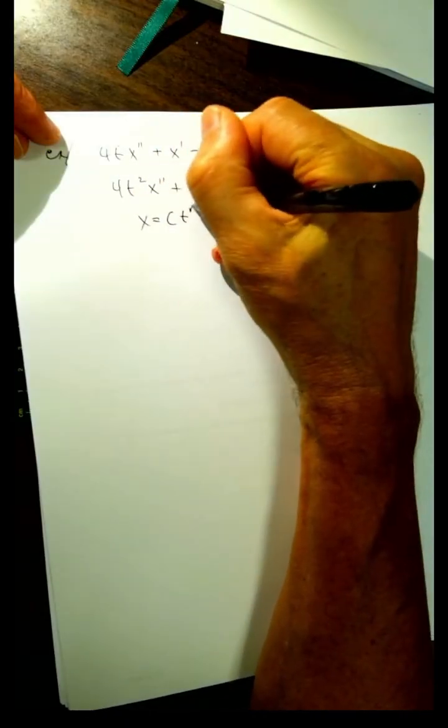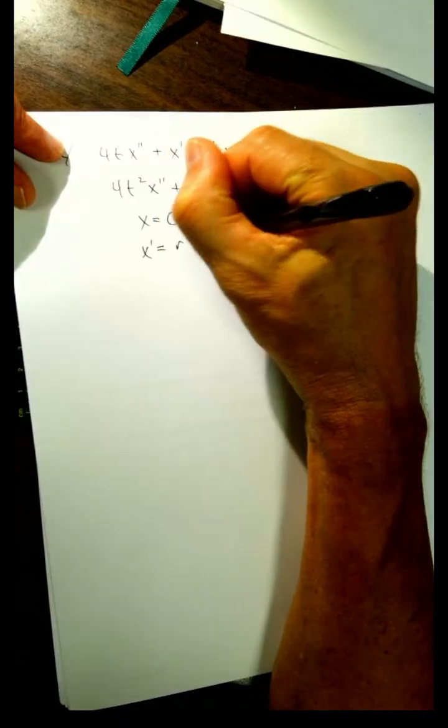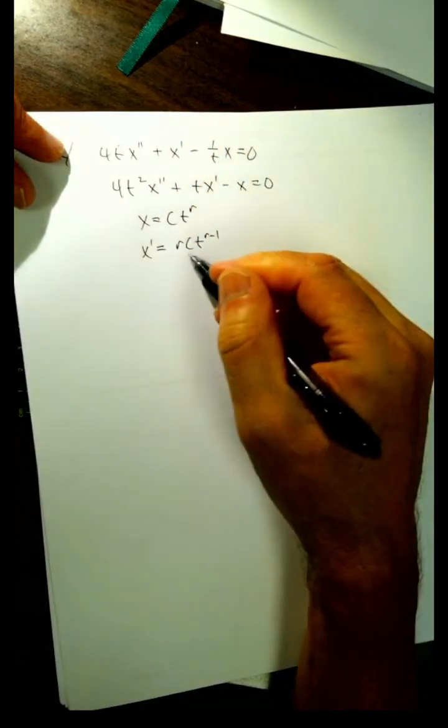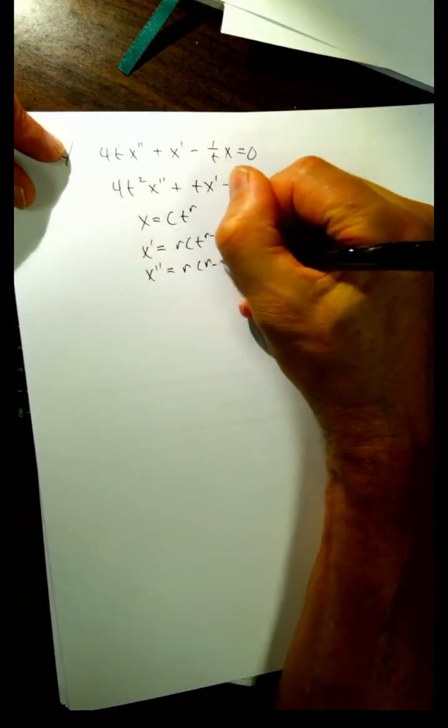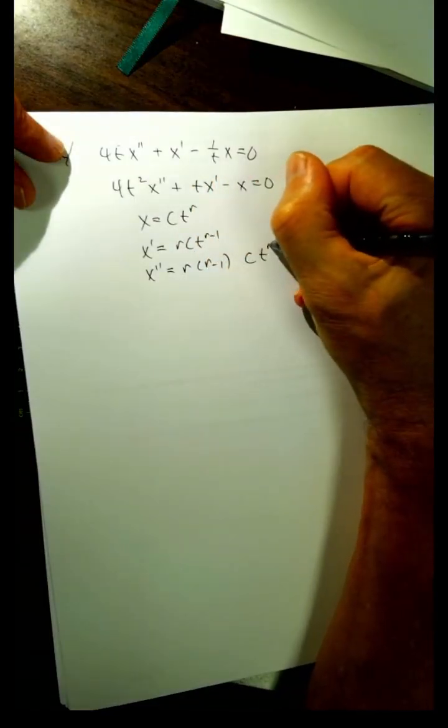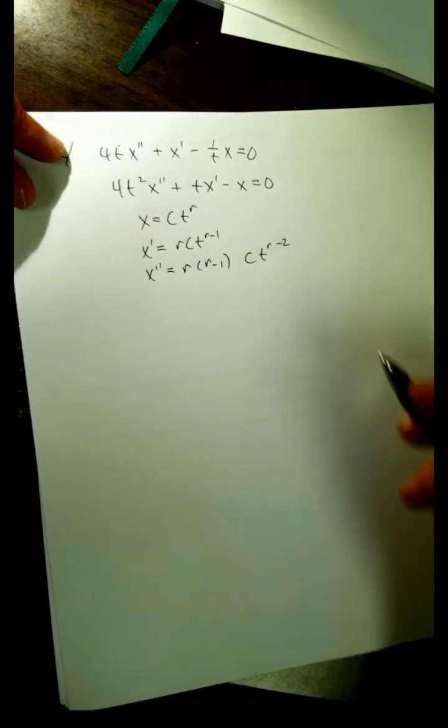I can make my guess. So it looks like c times t to the r. I'm going to take my first derivative. So I get r times c t to the r minus 1. Second derivative, I get r times r minus 1 times c times t to the r minus 2. Plug it into my equation.